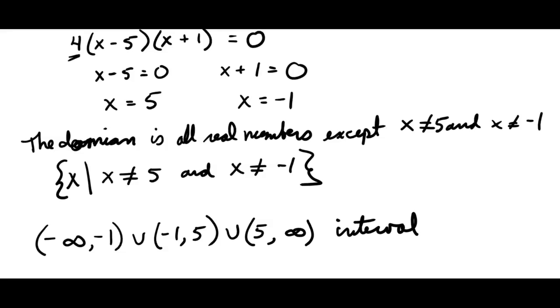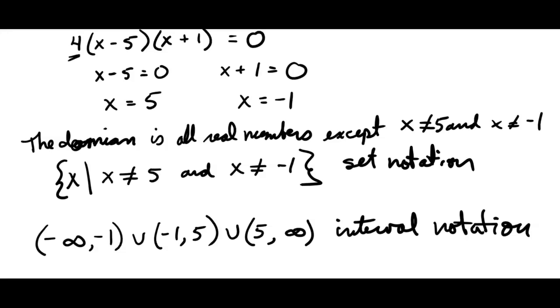I don't think they ask for that in WebAssign currently, in that assignment anyway. But if they ever do, that's how you do it, and it goes off the number line. This is set notation, and that's what I saw. And the other one is just writing it all out in words.